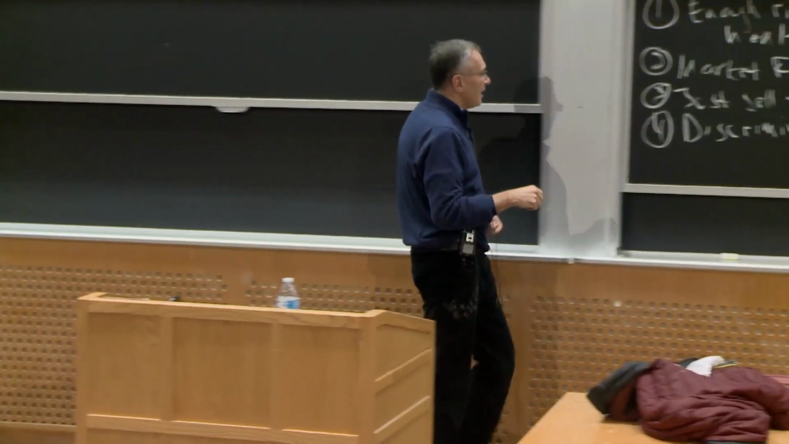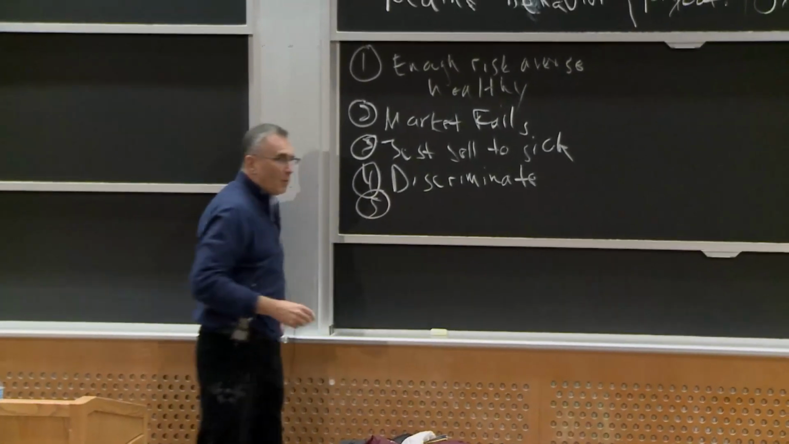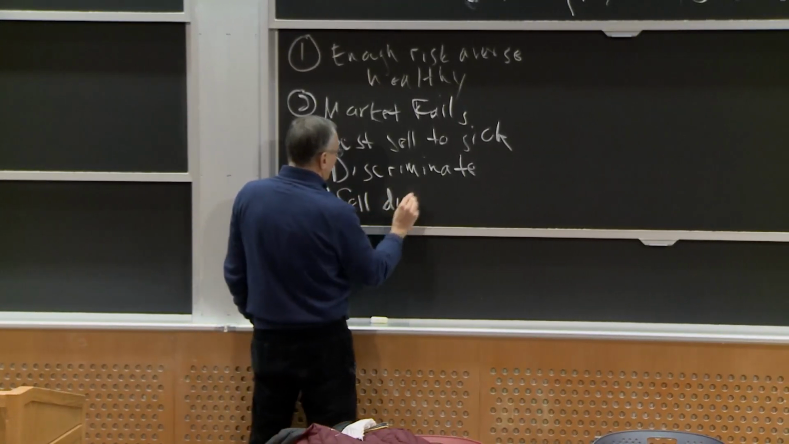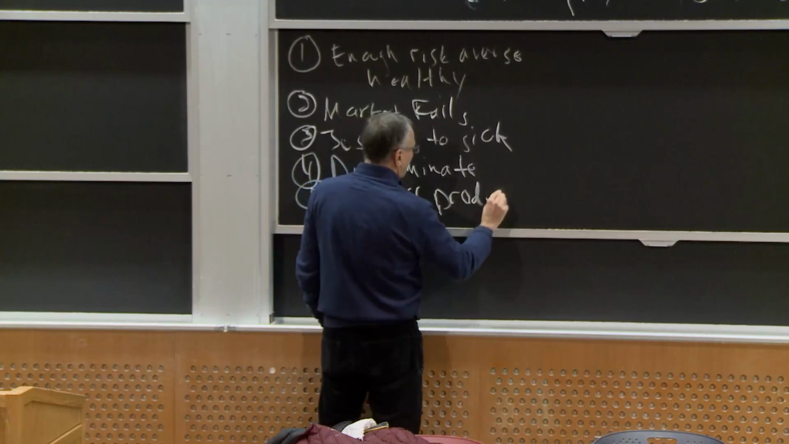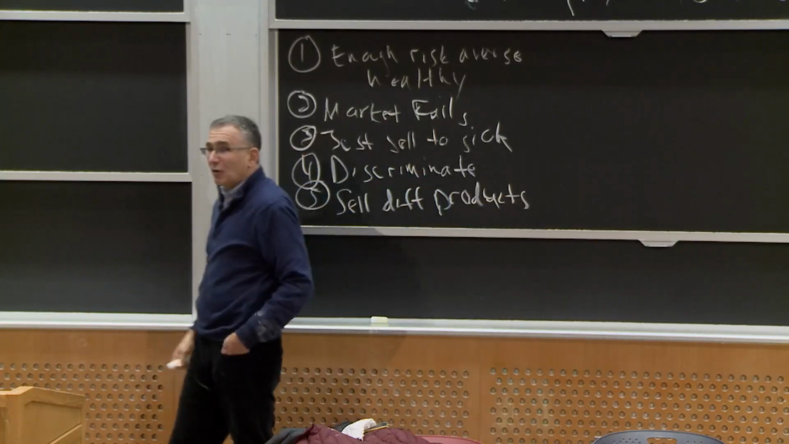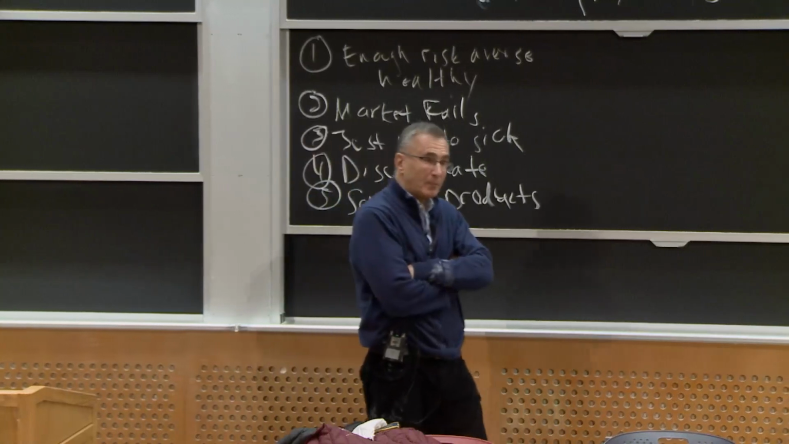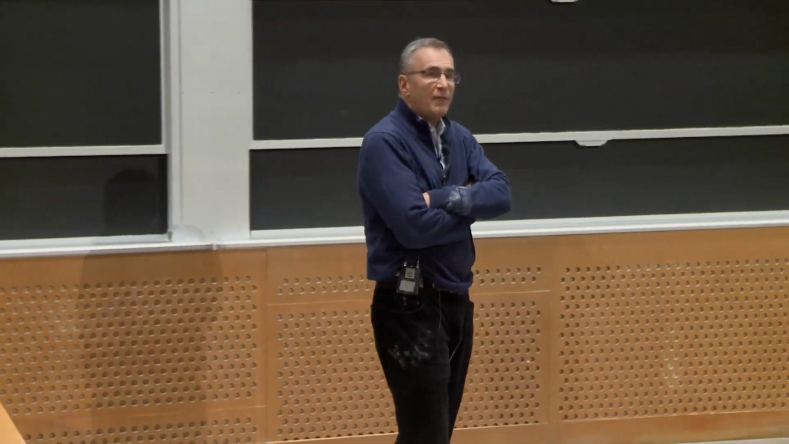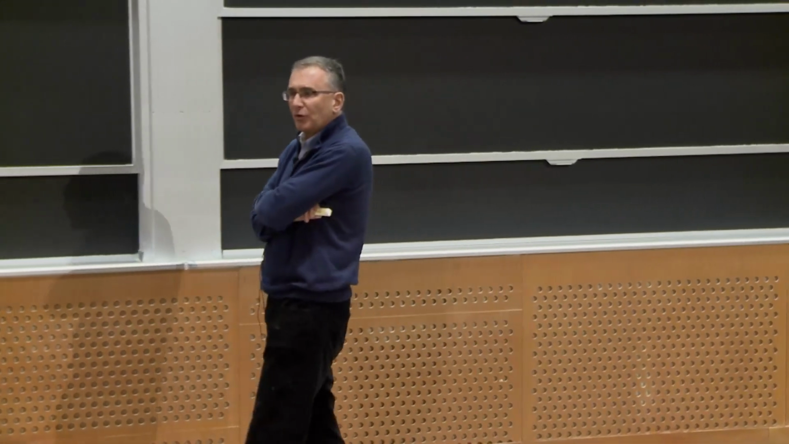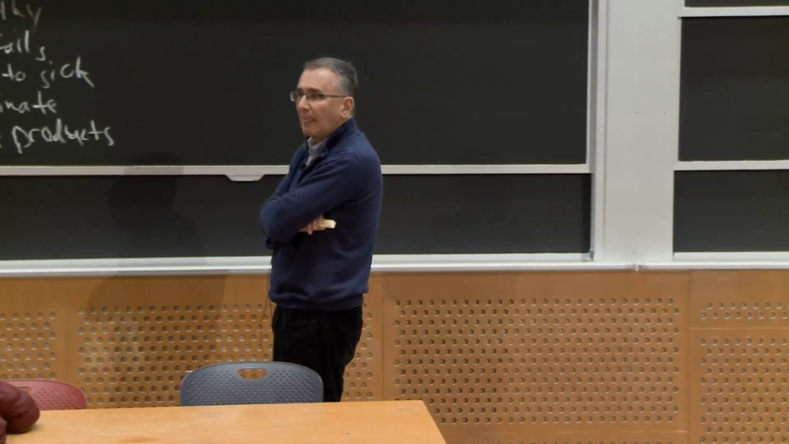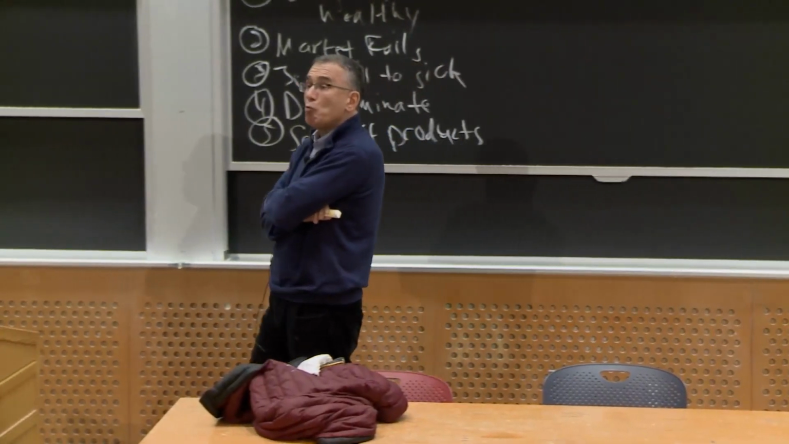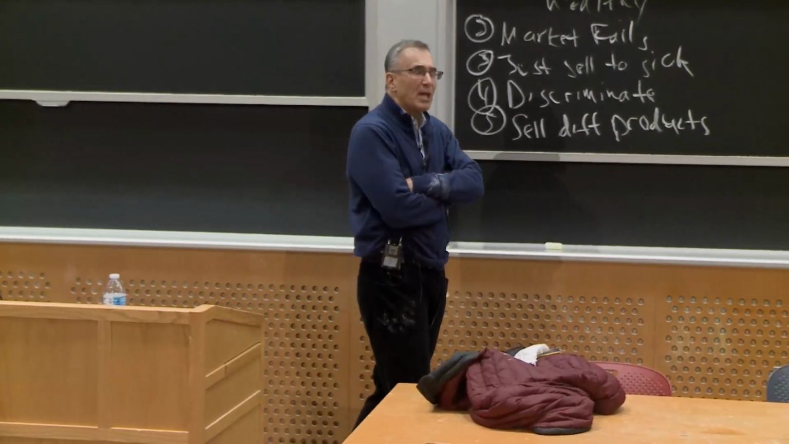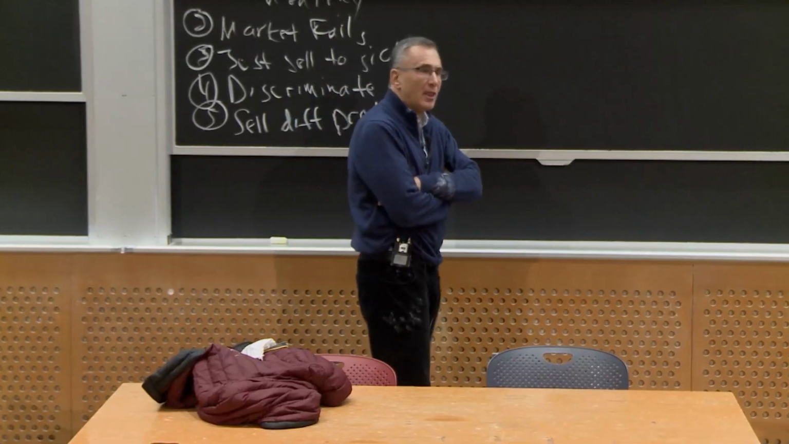Okay? Finally, there's a clever solution, which the math is hard, so I'm just giving the intuition, which is you can sell different products. That is, what I can do is I can sell two products. Comprehensive insurance for $5,500 and crappy insurance for $1,500. As long as the sick people don't want the crappy insurance, then what have I done? I've solved the asymmetric information problem by getting people to reveal their underlying health.